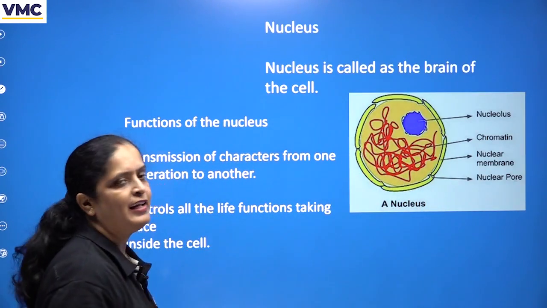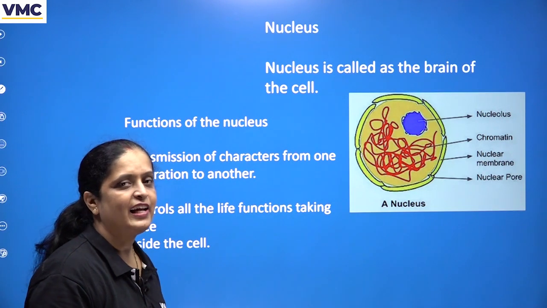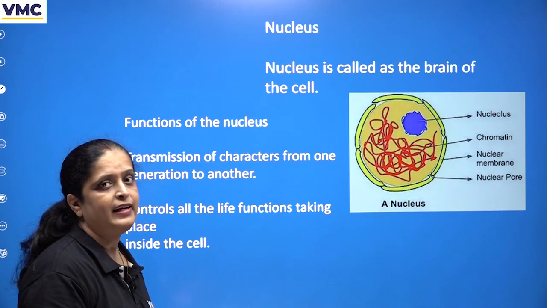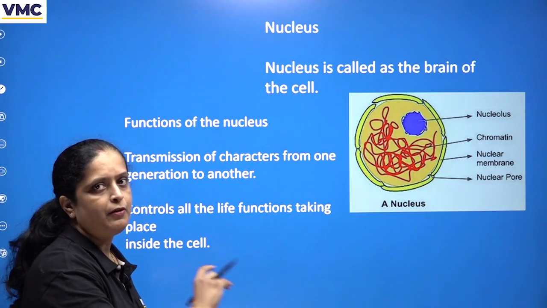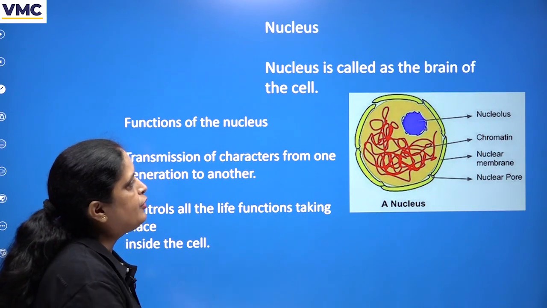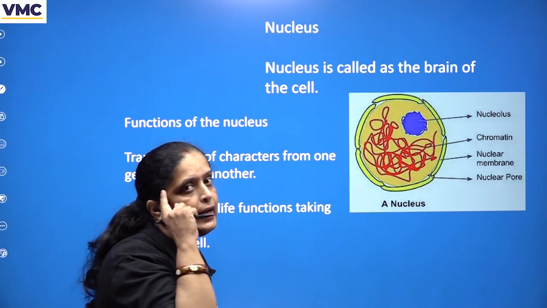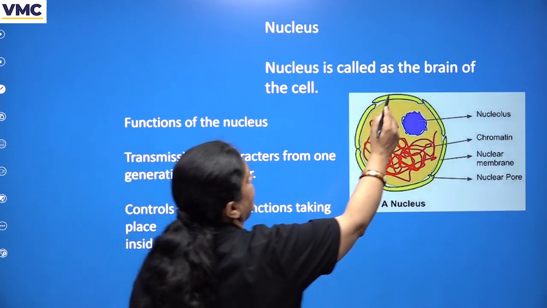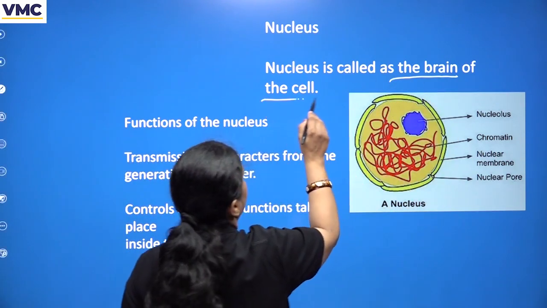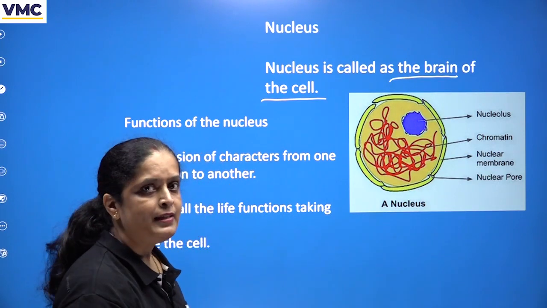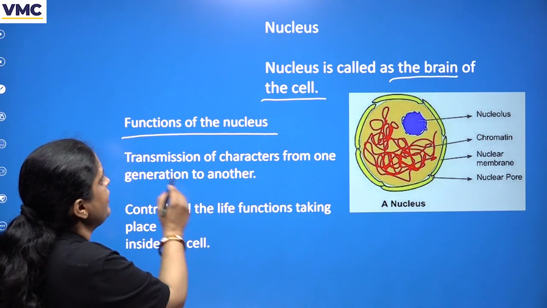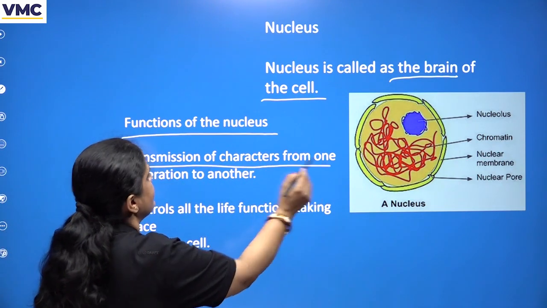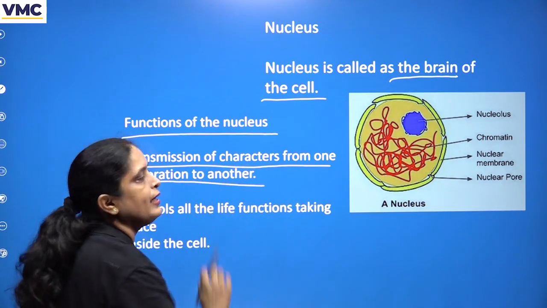Nucleus, as I told you, at the center of the cell. In animal cell it is at the center, in the plant cell it will be at the peripheral side of the plant cell. So this nucleus is the brain of the cell. Nucleus is called the brain of the cell. The functions of the nucleus are transmission of characteristic from one generation to another.